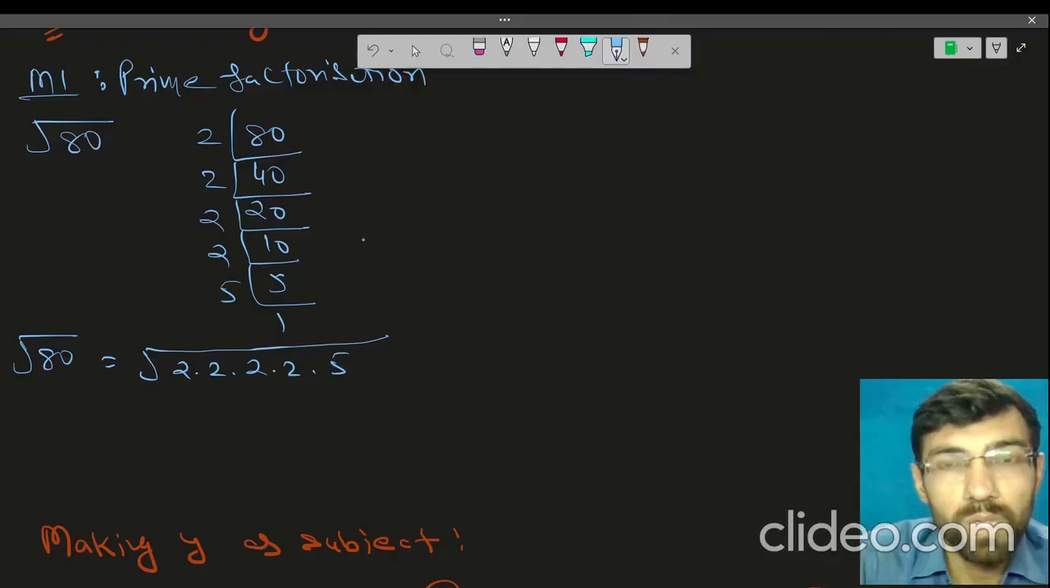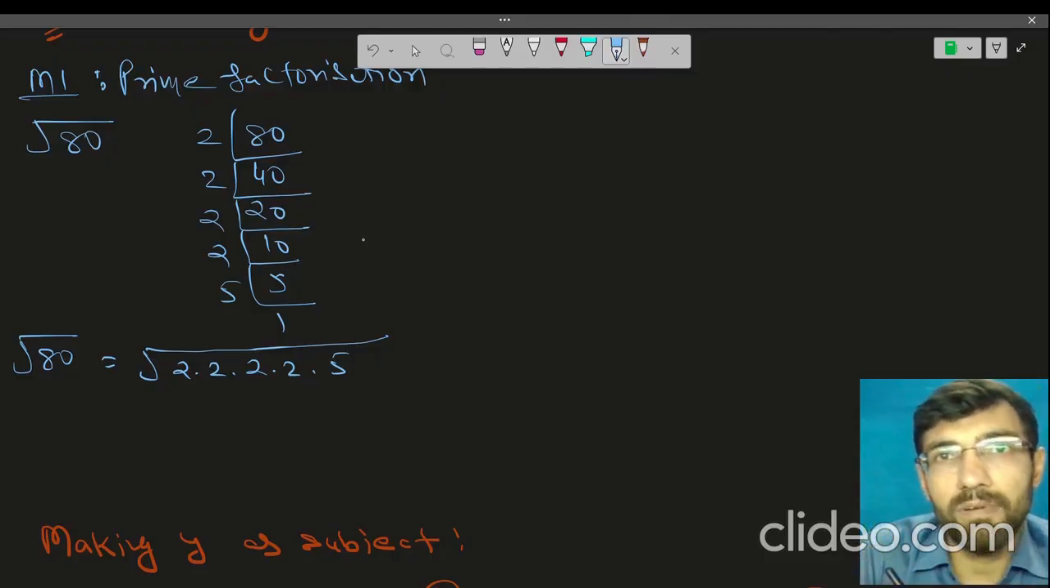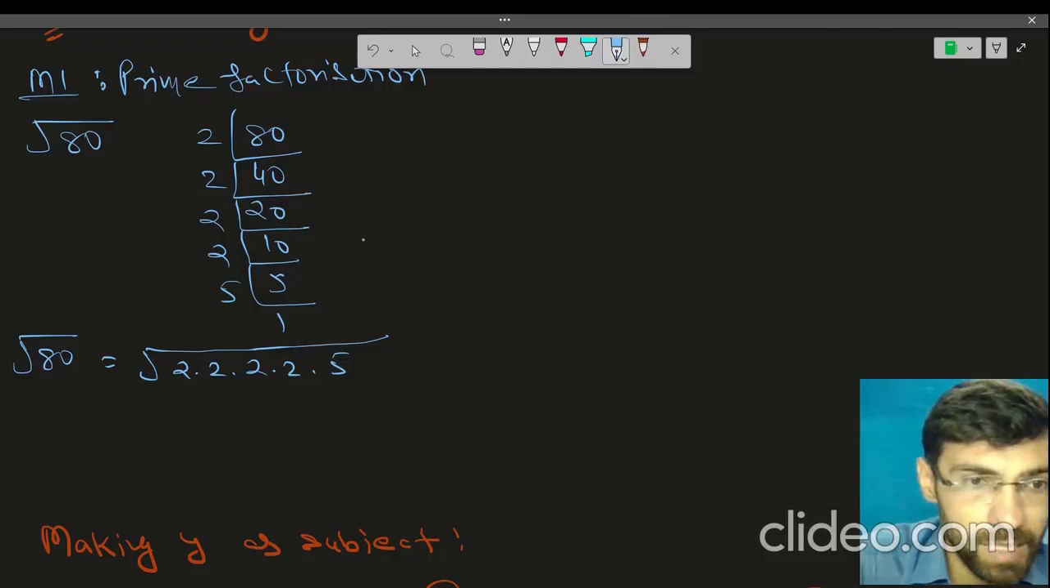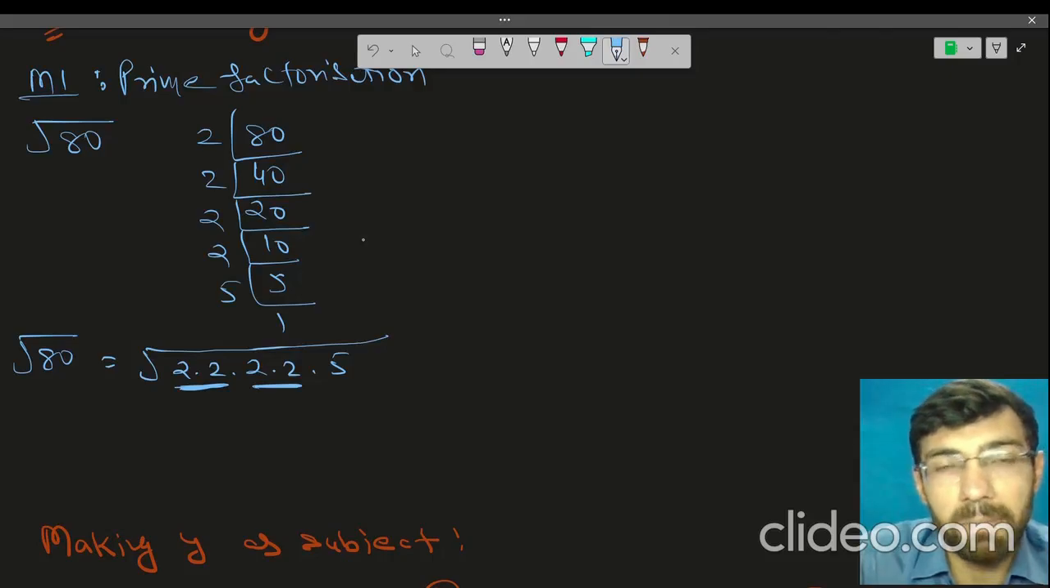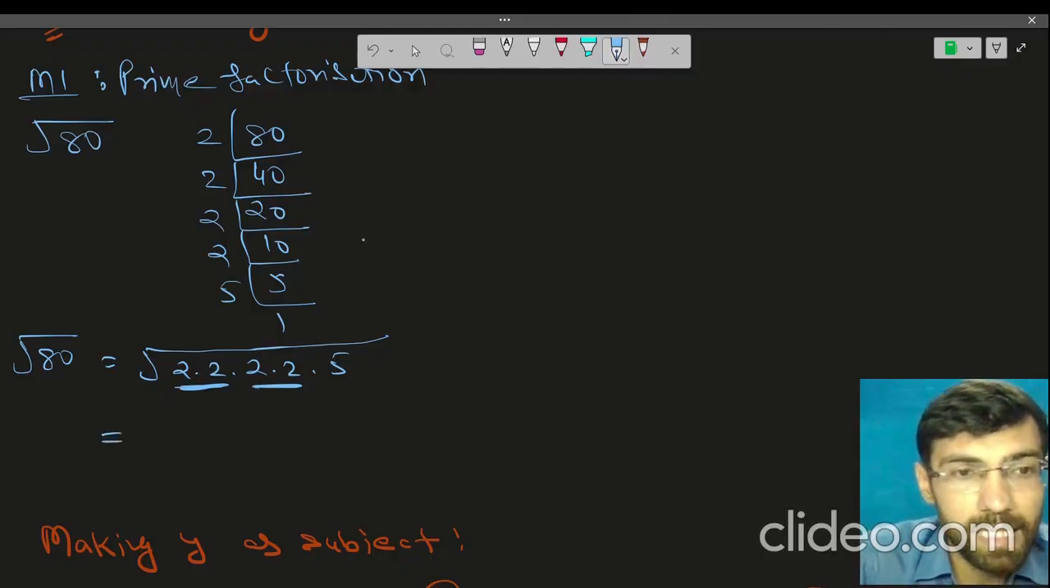Now we are finding the square root. In square root, what we do is try to group the same type of thing into pairs of two. So this will make a pair, and this will make a pair. 5 could not make a pair because there is no other 5, there is just one 5. For every pair, one 2 goes outside. For the second pair, one 2 will go outside, and inside the square root 5 will remain.